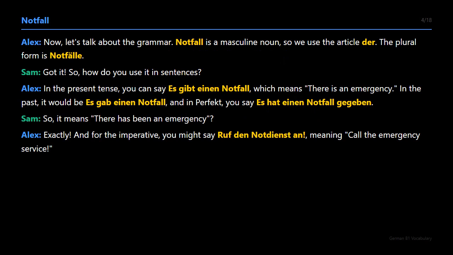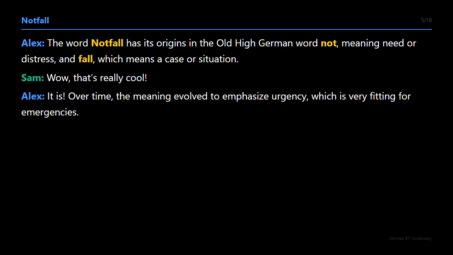The word Notfall has its origins in the Old High German word Not, meaning need or distress, and Fall, which means a case or situation. Wow, that's really cool. It is. Over time, the meaning evolved to emphasize urgency, which is very fitting for emergencies.